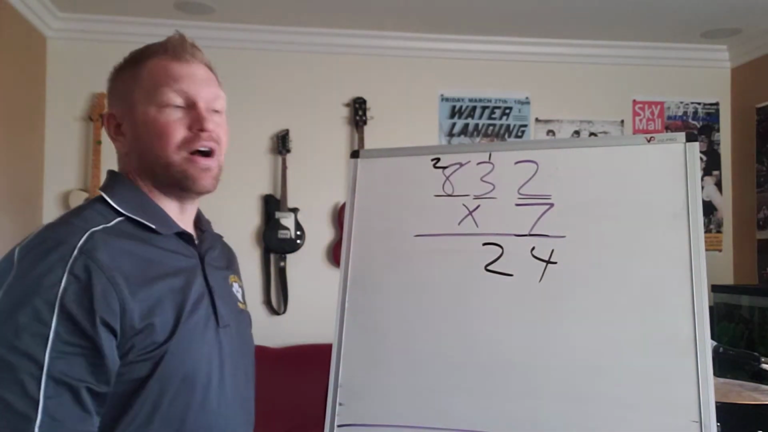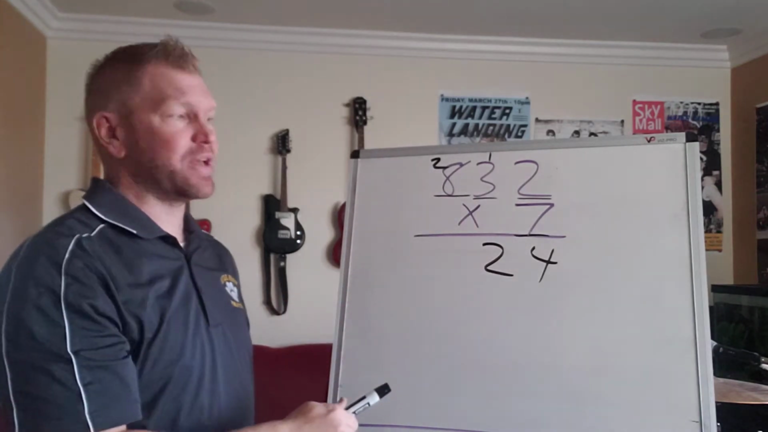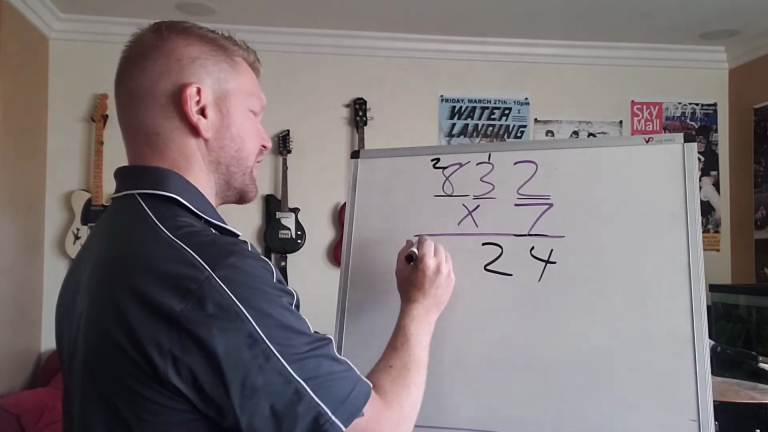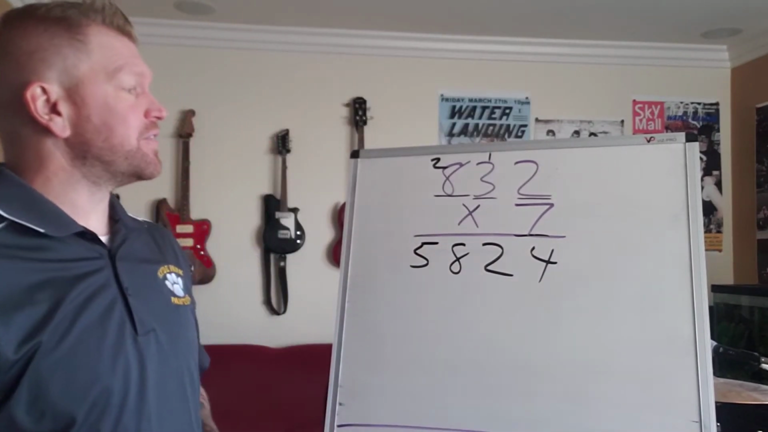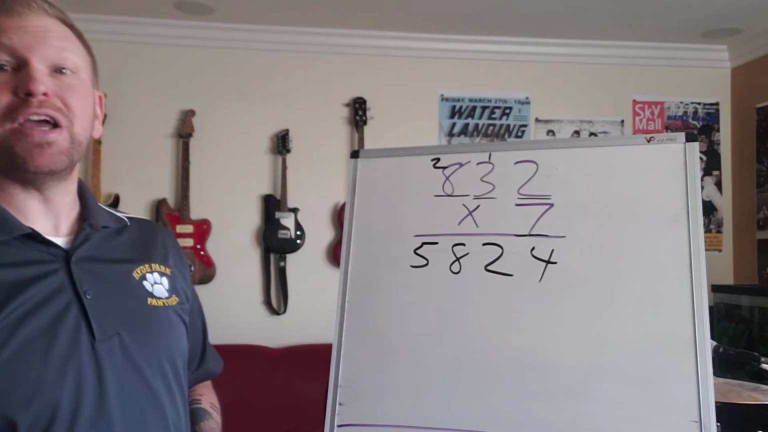22. All right, now we've got 7 times 8, and then we have to add the 2 extra hundreds that we have there. So 7 times 8 is 56, plus 2 is 58. All right, so there you go. 5,824 is the answer. Now, let's take a look at multiplying by a 2-digit number.